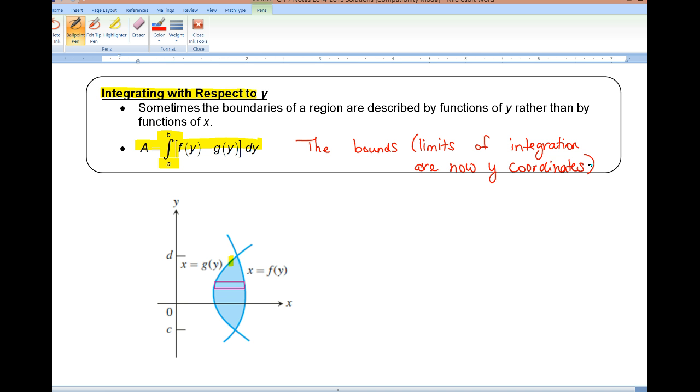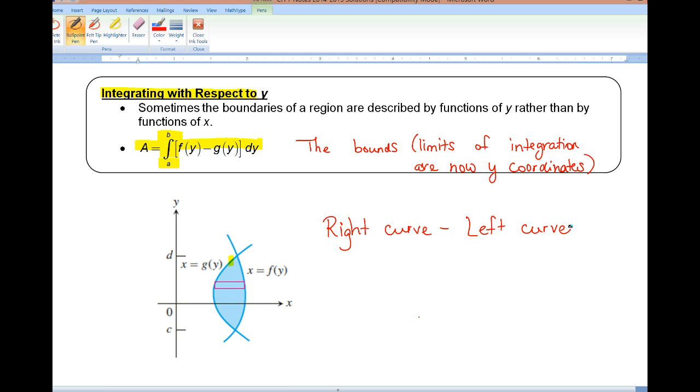Okay, so integrating with respect to y. So essentially it's the same thing. In this case though, we're going to take the right curve minus the left curve. And our limits of integration are now the y coordinates of our bound, not the x coordinates. So basically when you're working with x, everything has to be in terms of x. When you're working with y, everything has to be in terms of y. And you'll see the same will be true when we do volume.